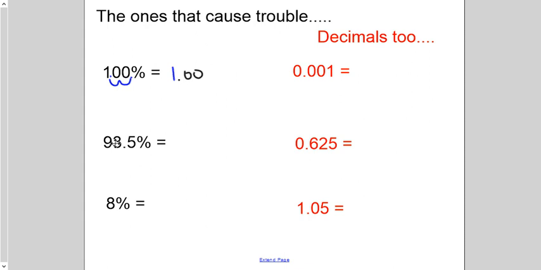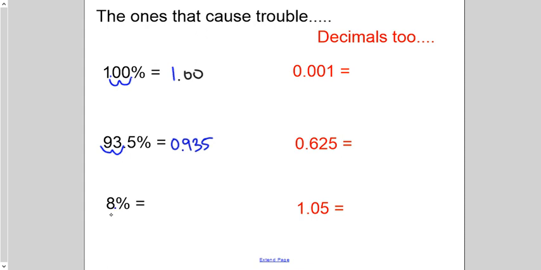So whenever I see 93.5%, when that decimal's not in its normal spot where it's invisible, sitting behind all the numbers, who cares? We just move it 2 to the left. So it equals 0.935. Same rule, right? Back 2 to the left.